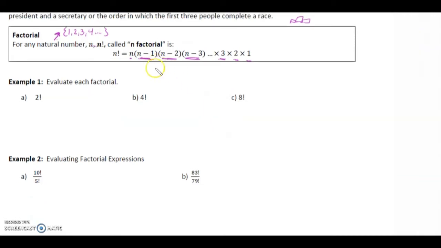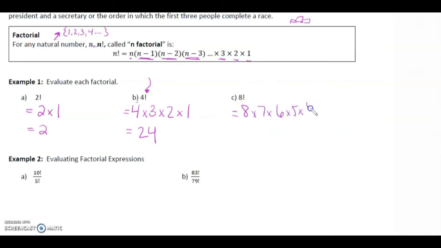Let's look at hands-on examples of this. Evaluate each factorial. 2 factorial would expand to 2 times 1, which is just 2. 4 factorial would expand to 4 times 3 times 2 times 1. If you put this into your calculator, you could do 4 times 3 times 2 times 1, which is 24. Or you can locate the factorial button on your calculator and put in 4 factorial and you'll still get 24. For 8 factorial, we're doing 8 times 7 times 6 times 5 times 4 times 3 times 2 times 1. I'm not putting this entire thing into my calculator. I'm going to put in 8 factorial using that exclamation mark and I get 40,320.